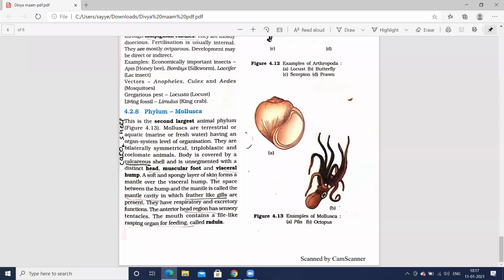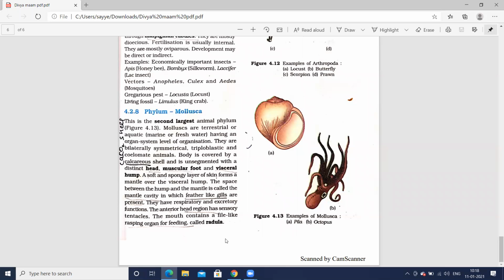So we have a soft and spongy layer. There's a hump, and we have the mouth feeding organ, which is known as the radula. Please look at this word, radula. What is the most important feature that you will always remember about mollusks? They have shells. The body is covered by a calcareous shell.